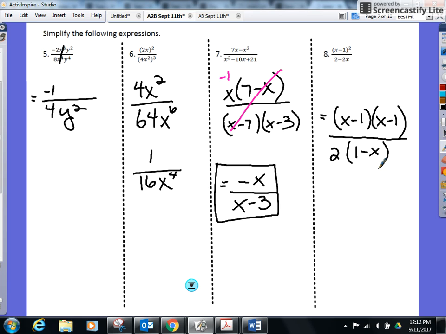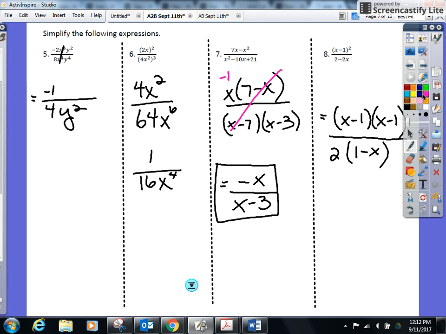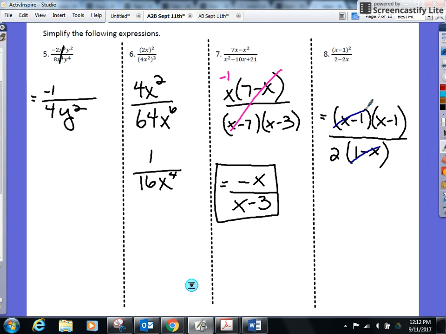What did we call them in number 7? Opposites, see? -1, +1. X, negative x. They are opposites, so I can get rid of a pair only. You cannot cross out all 3. When you cross out, it's with a pair only. What are you left with?